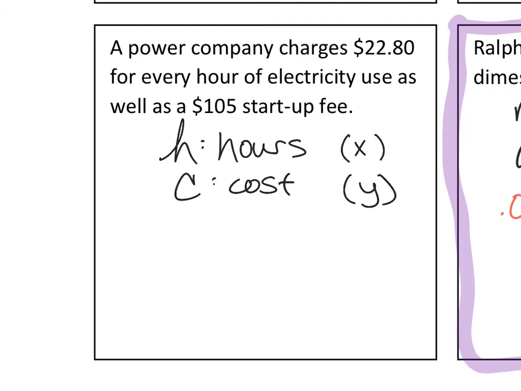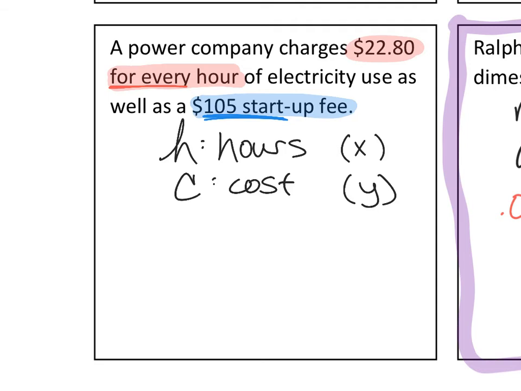Now, the key words when I go back and reread this question say that the power company charges $22.80 for every hour. What is "for every"? Tell me, what kind of word is this? For every is a slope word. Every or each or per, that's a slope word. What kind of word is 105 startup fee? That's the B, the y-intercept, because we see the word start.